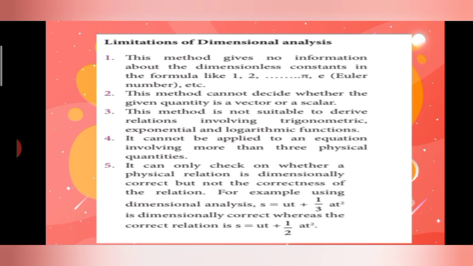And the fifth and final one is that it can only check whether a physical relation is dimensionally correct, but not the correctness of the relation. For example, using dimensional analysis, s = ut + 1/3 at² is dimensionally correct, whereas the correct relation is s = ut + 1/2 at².